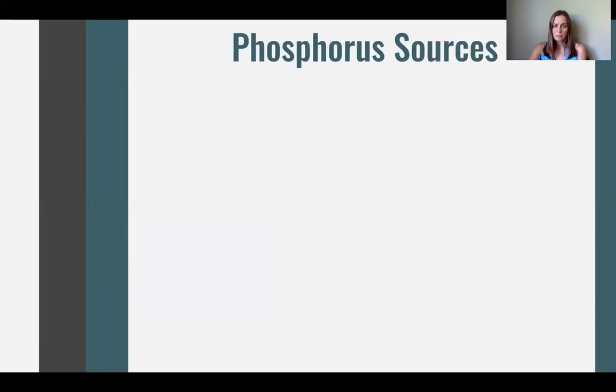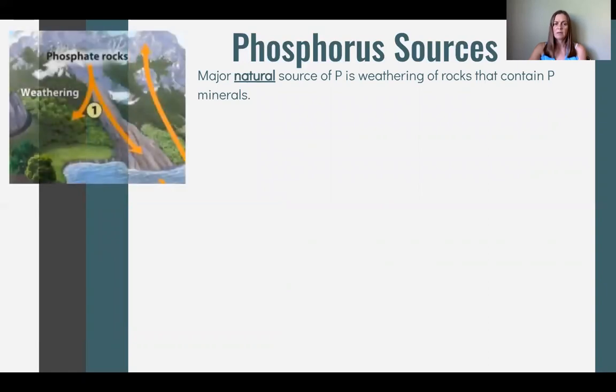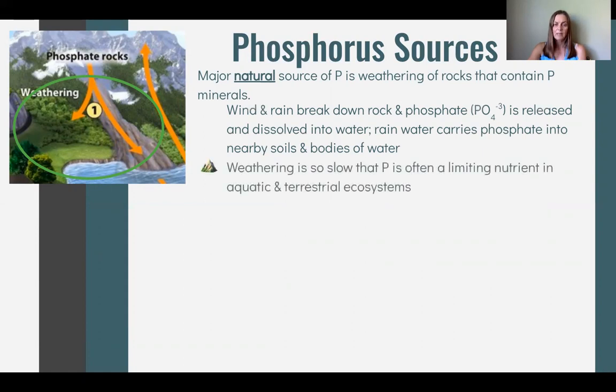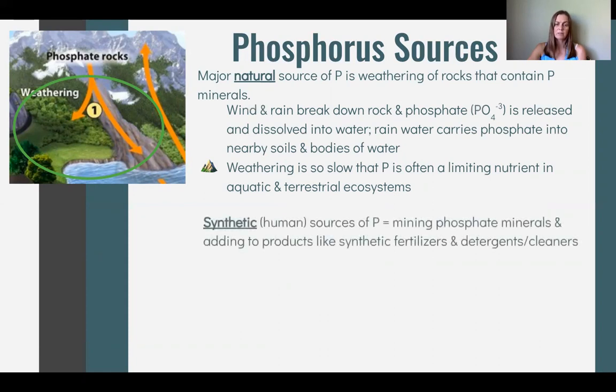So what are our sources of phosphorus? Our major natural source of phosphorus is the weathering of rocks that contain phosphorus-containing minerals. And again, that weathering is through wind and rain. They break down the rock, and the phosphate is released and dissolves into water. That rainwater carries phosphate into the nearby soils and bodies of water. Again, it's so slow that phosphorus is often our limiting nutrient in both aquatic and terrestrial ecosystems.